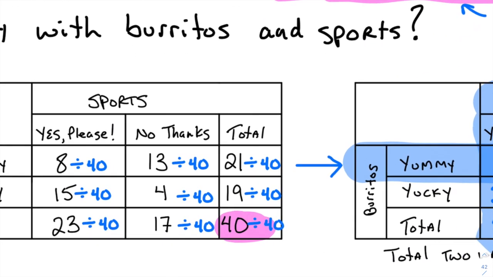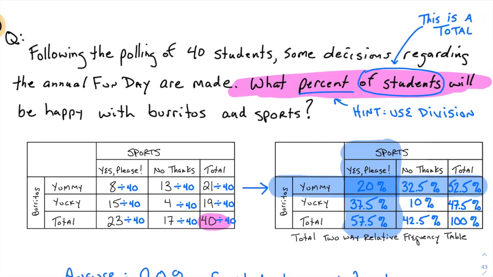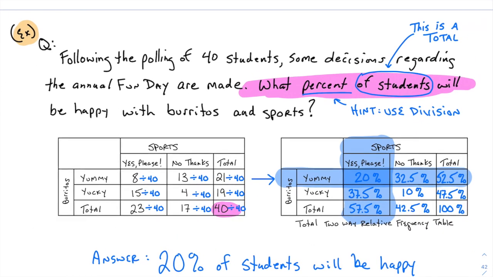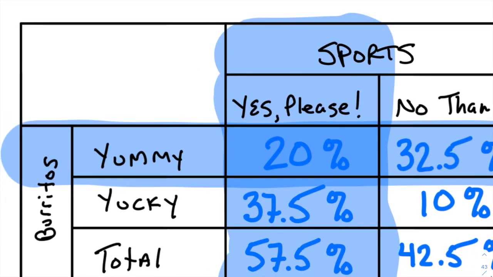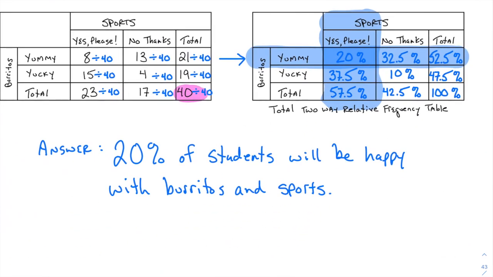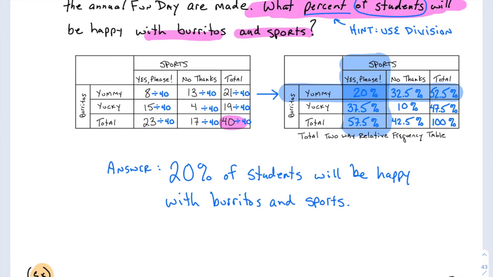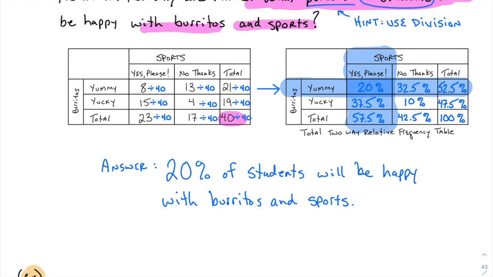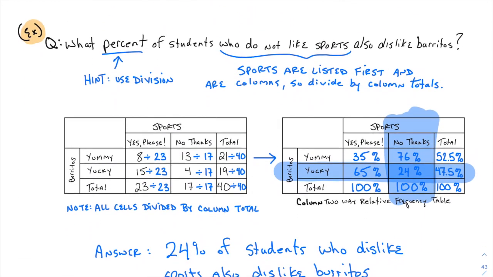The total is 40, so I took every one of my numbers and I divided it by 40. And then I simply zeroed in on the people that were happy with burritos and happy with sports. Happy with burritos, happy with sports. Those two things overlap at 20%. So 20% of the students will be happy with burritos and sports. Notice how you have to really try to interpret the question to understand what to do. Let's do one last one and call it a day.